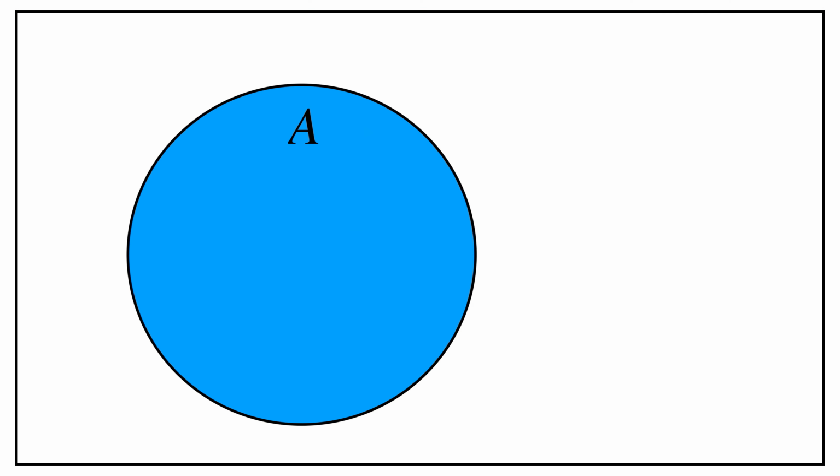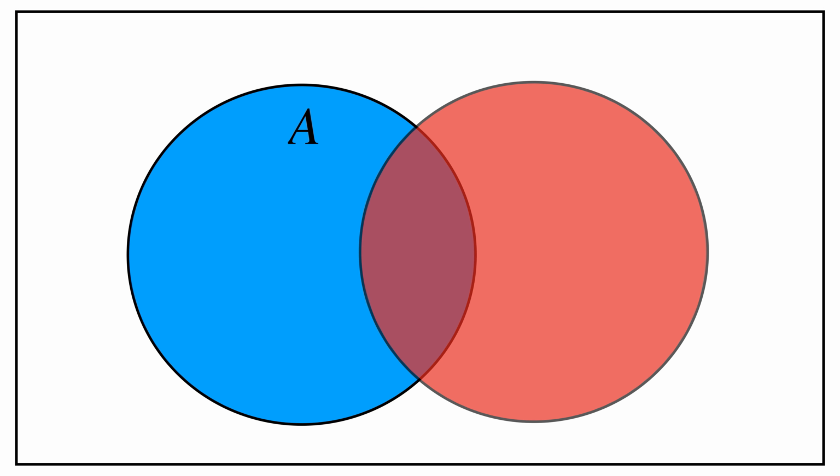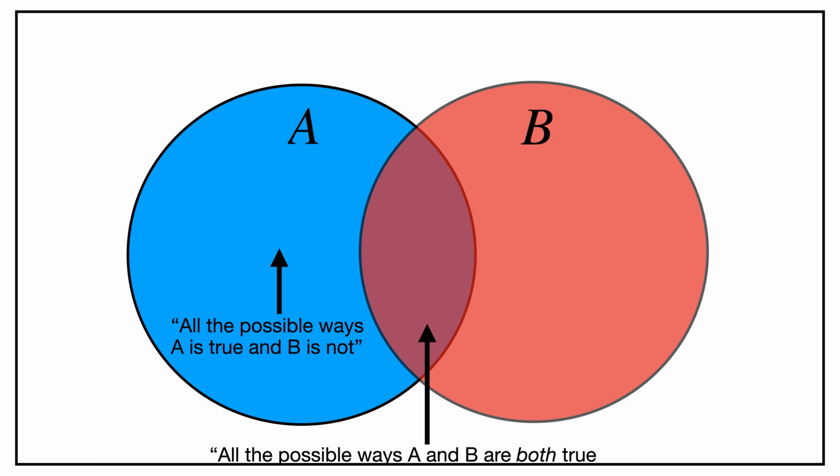So suppose we take A and we have some other event in our world that's called B. And what this is going to do is we're going to be able to think about what happens when A and B are related. So if you have an event that's in the intersection of these, what you're looking at is all the possible ways A and B are both true. And if you're looking here on the left in this blue area, you're looking at all the possible ways A is true and B is not true. And if you're looking in that B section on the right, you're looking at all the possible ways B is true and A is not.